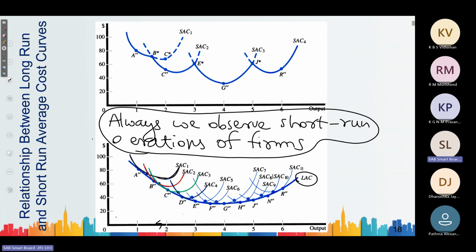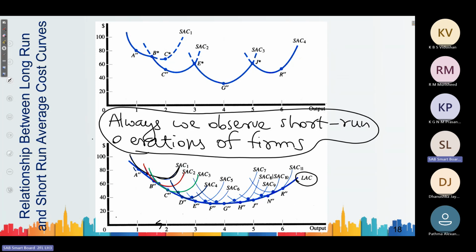So likewise, when expanding output, the firm faces different short-run average cost curves corresponding to their different scales. For each single scale, there is a separate short-run average cost curve. And the combination of these short-run average cost curves is about the long run.